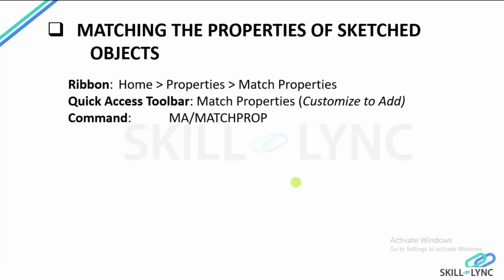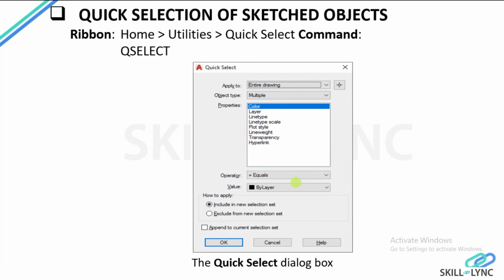So after discussing the match properties and the hyperlink, let's talk about the quick selection of the objects. Now selection is something very important that we need to understand. So we have a window selection, we have a fence selection, we have a crossing window selection that we have studied in the previous selection. Now this is a quick selection that we are talking about.